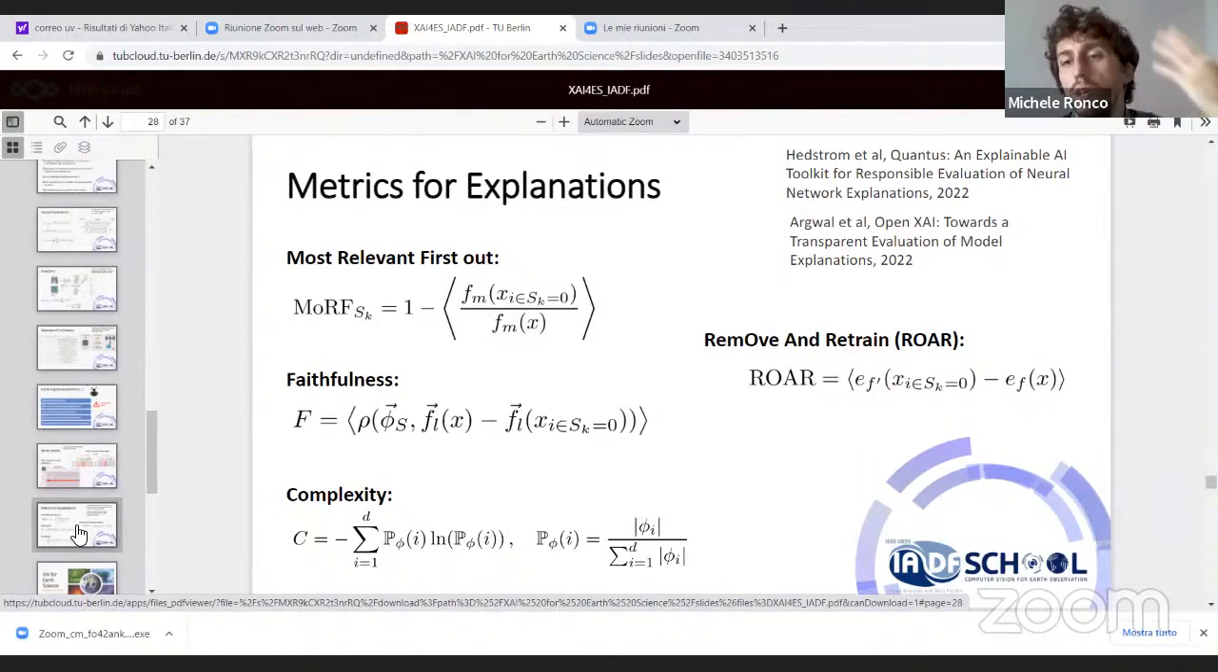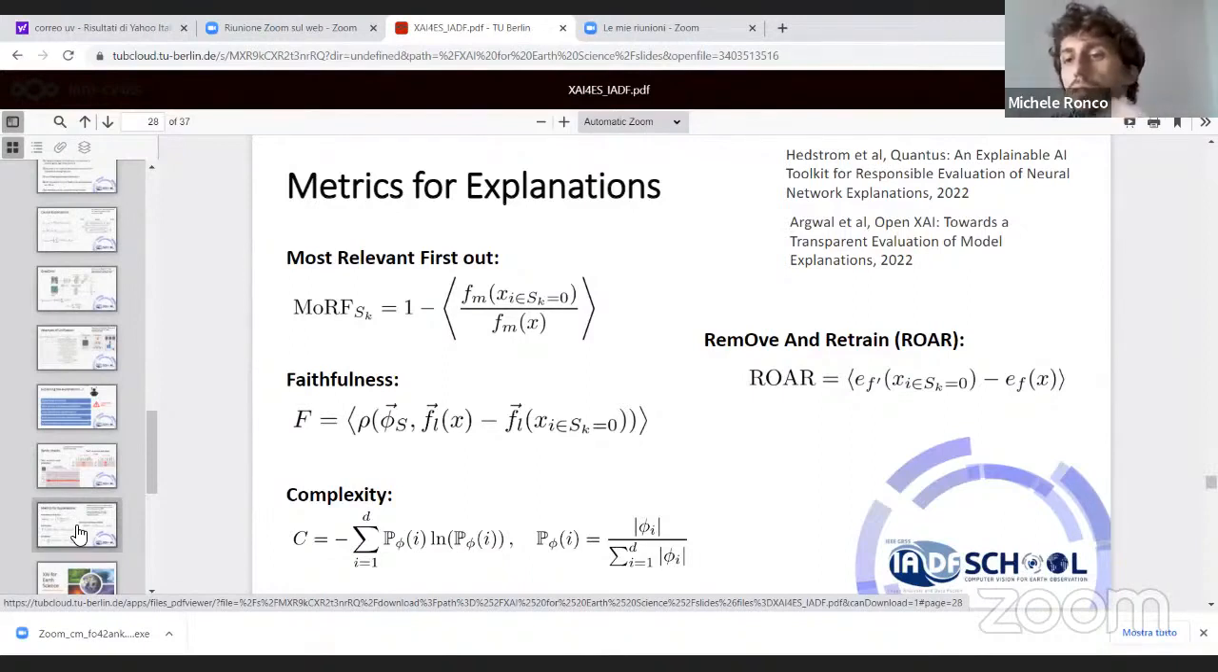And then you do it again for different levels of degradation of the input. What you can observe, for instance, is the curve of how this average error changes when more and more features are perturbed. Of course, it's very costly because you have to train as many models as the number of features that you remove.